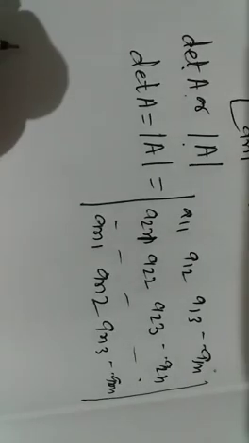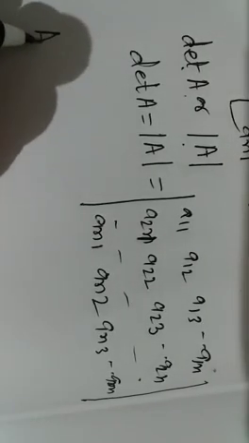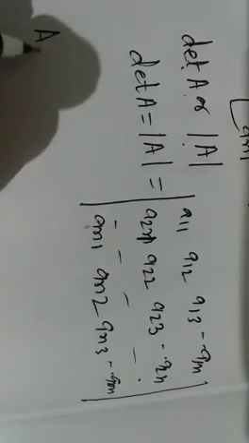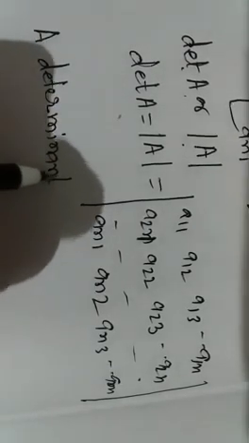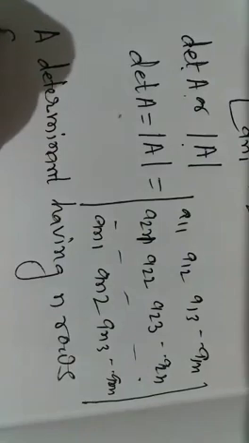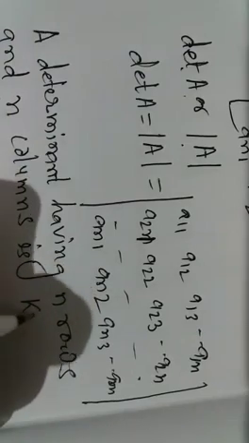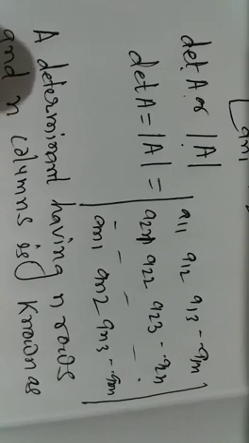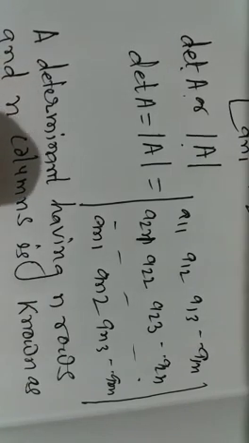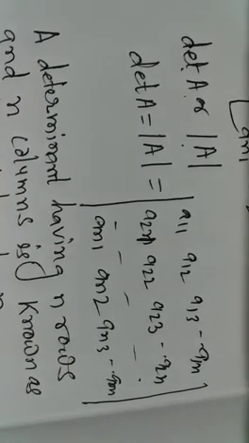And a determinant having n rows and n columns is known as a determinant of order n. What we have to write? A determinant having n rows and n columns is known as a determinant of order n.